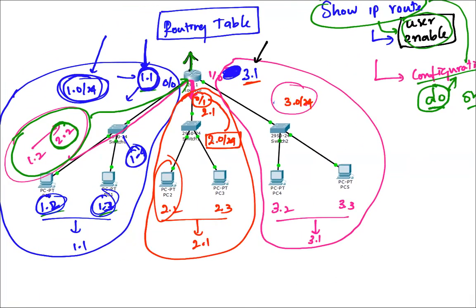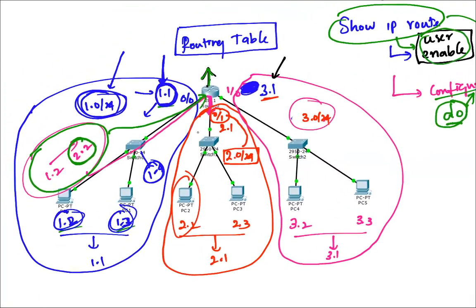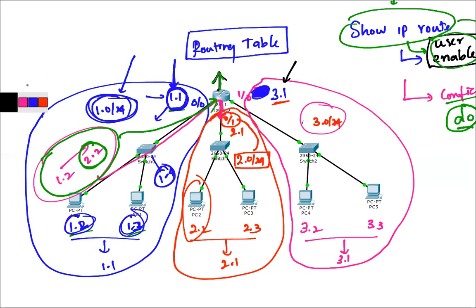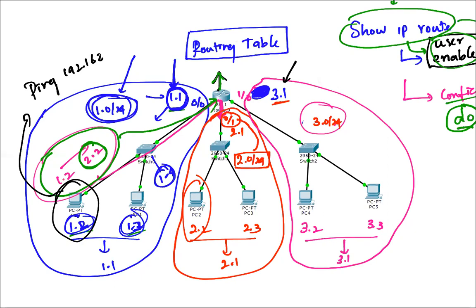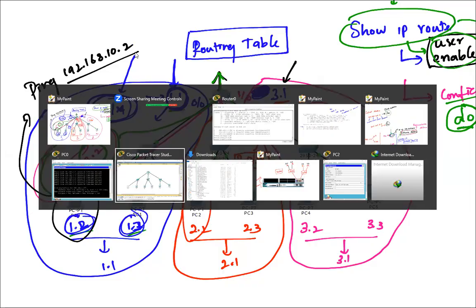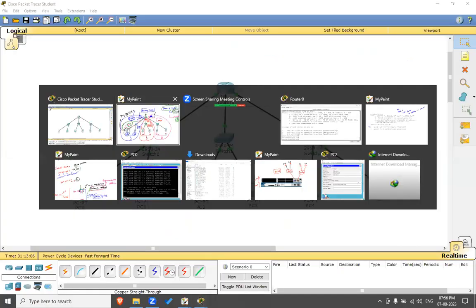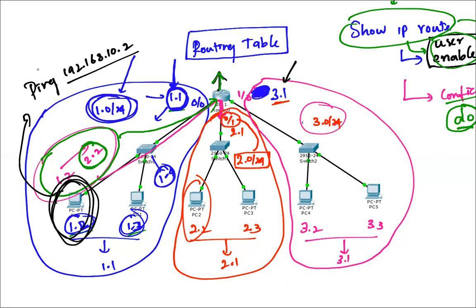Okay, one last question before I finish this session. I'm almost going to finish, but one question for you guys. What happens if I try to ping from this PC to 192.168.10.2? We don't have a 10.2 PC in the network. We have only three networks, 1.0, 2.0 and 3.0. But I'm taking this PC and sending a ping request to 10.2. Let's see what the result is.